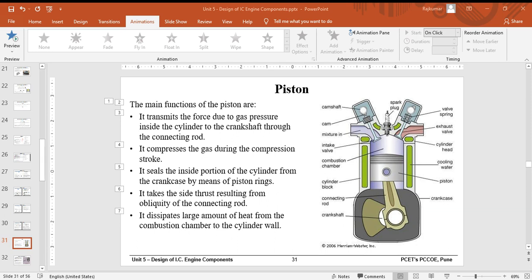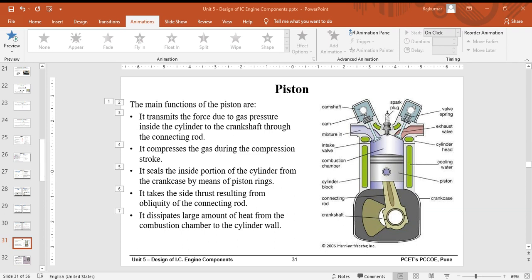Then, guidelines for the piston cup. You can see in the figure the piston cup and how it is designed. It provides additional space for combustion of fuel. The capacity of the cylinder, or the capacity of the engine, can be increased by providing a cup on the top of the piston head.